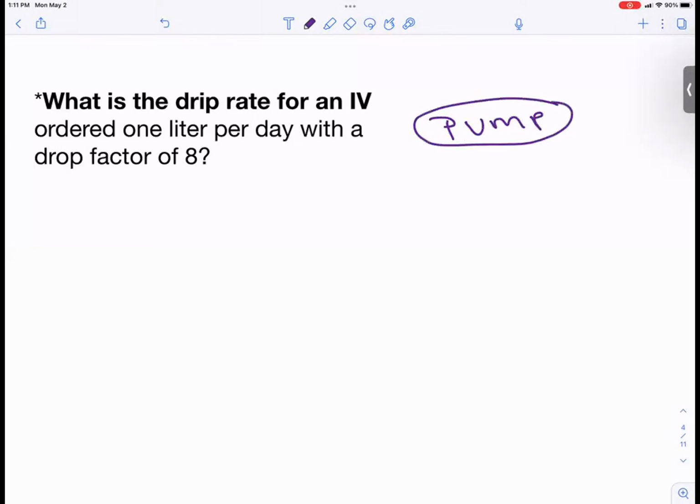So when the word pump is missing, that means we do not have a machine to infuse our IV fluids. So there's no word pump, but it's offering me a drop factor of 8. And remember, when we're saying drop factor of 8, it means it takes 8 drops to make 1 milliliter. So 1 liter per day. 1 liter per day is 1,000 milliliters, and a day is 24 hours.